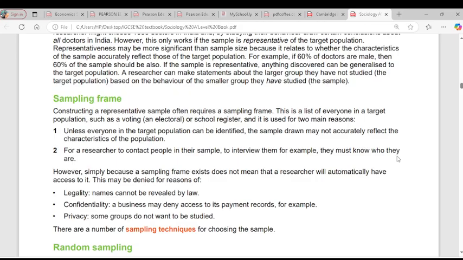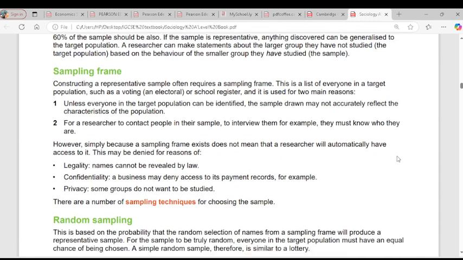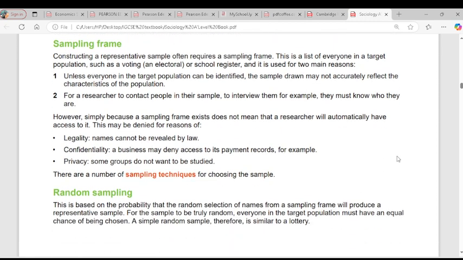Through the sample frame. However, a sample frame may not automatically mean that the researcher has access to the group. When you put up a sample frame, you have drawn up the population to a smaller unit, right? But that does not simply mean you have access to that smaller unit. There are some reasons why you might not have access to those smaller units.